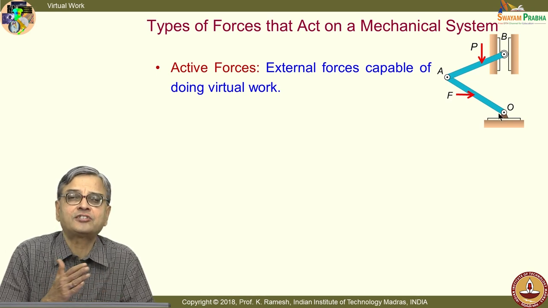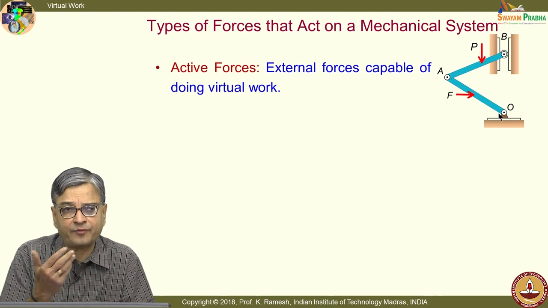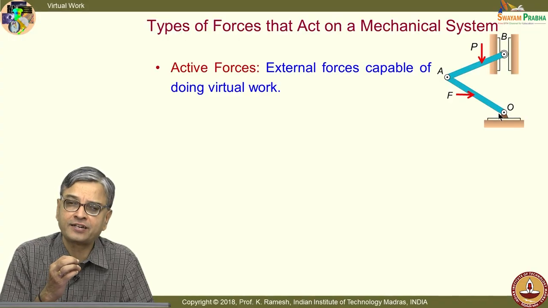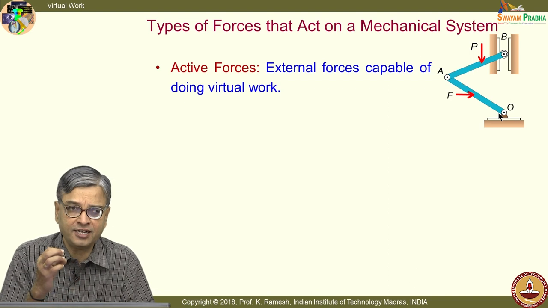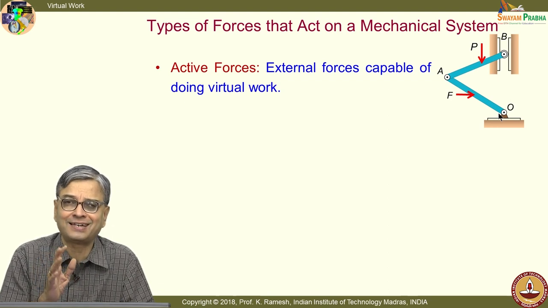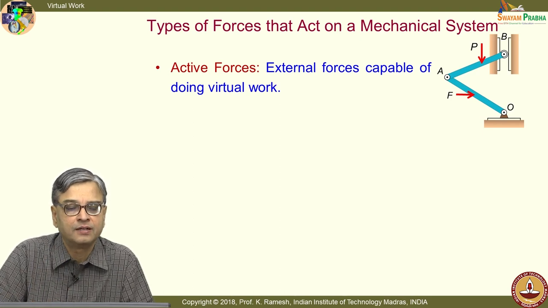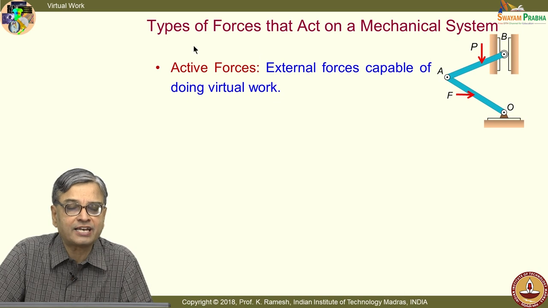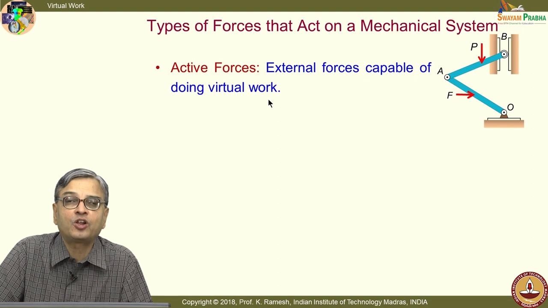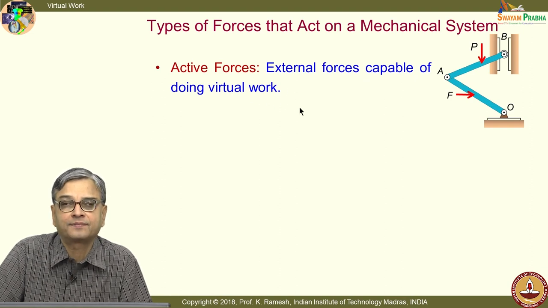Depending on the complexity of the problem, you may consider the weight of the link, or you may say I have a massless link. These are all idealizations you do to simplify your computational effort, and the result you get out of this is reasonably acceptable within the level of accuracy you are looking forward to. So, what I call as active forces, they are the external forces capable of doing virtual work.